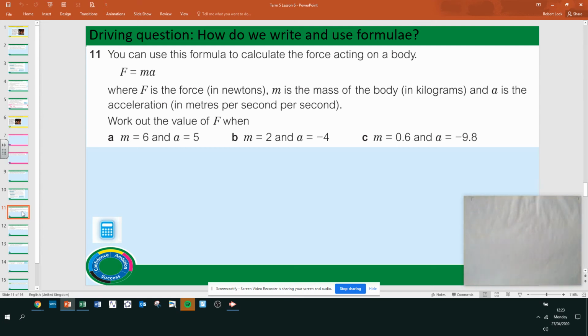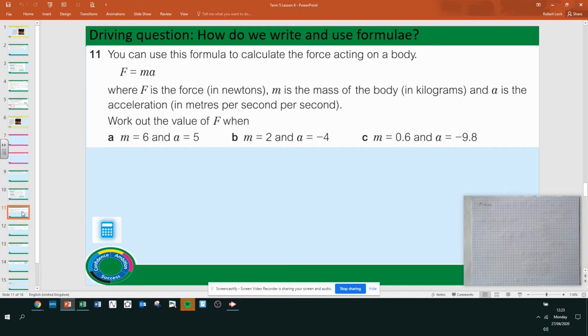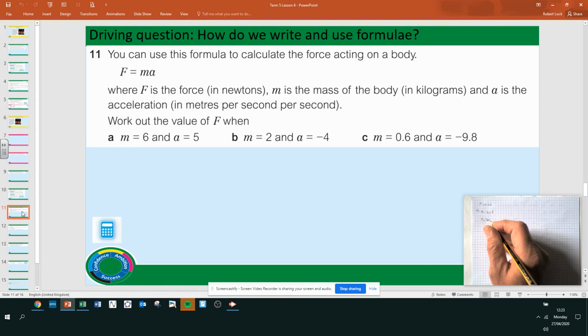You can use the formula to calculate a force acting on a body. F equals ma. Force equals mass times acceleration. Work out the value of F when m is 6 and a is 5. So F equals 6 times 5, which is 30. And F is in newtons, so it'll be 30 N.